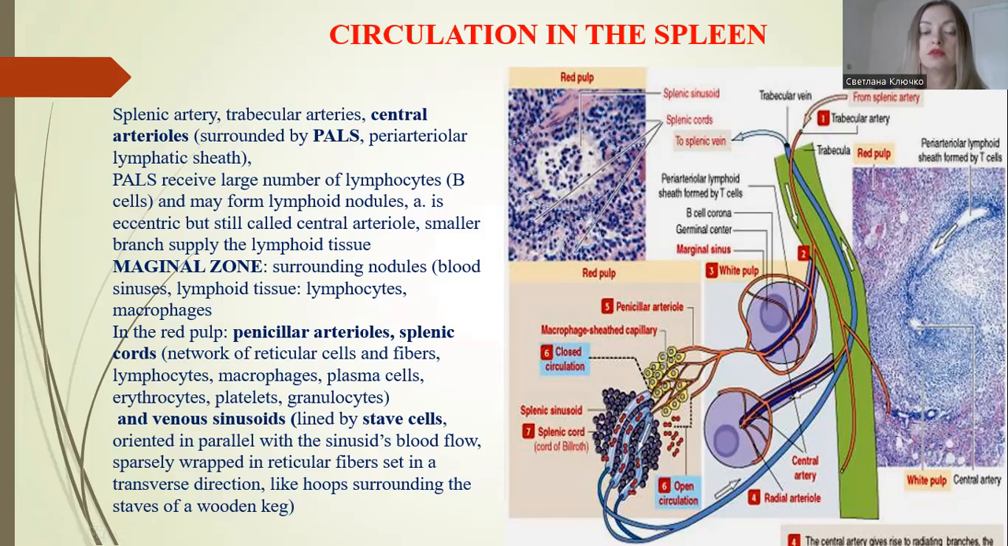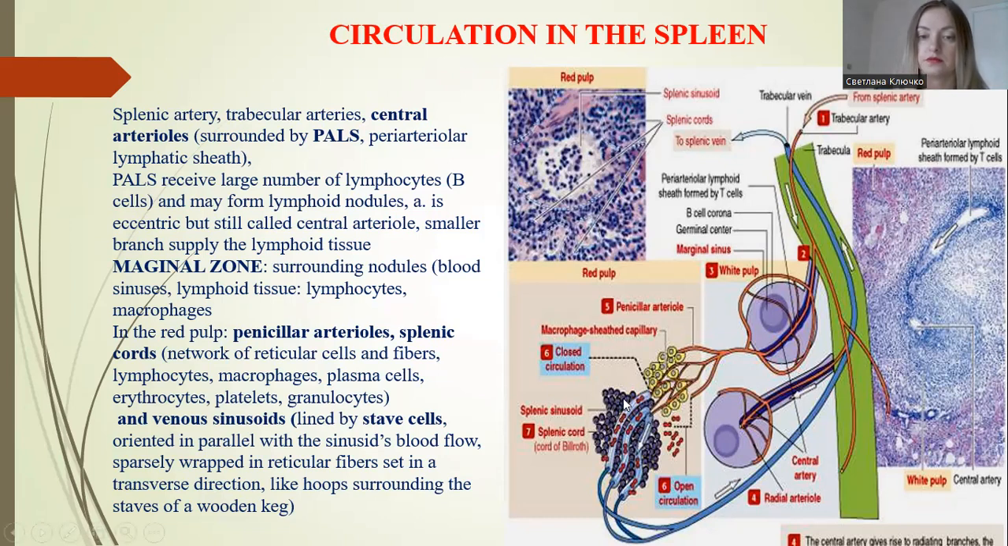In the red pulp, there are penicillar arterioles and splenic cords. This is a network of reticular cells and fibers, lymphocytes, macrophages, plasma cells, erythrocytes, platelets, granulocytes, and venous sinusoids lined by stave cells, oriented in parallel with the sinusoid's blood flow, sparsely grouped in reticular fibers set in a transverse direction, like hoops surrounding the staves of a wooden keg.